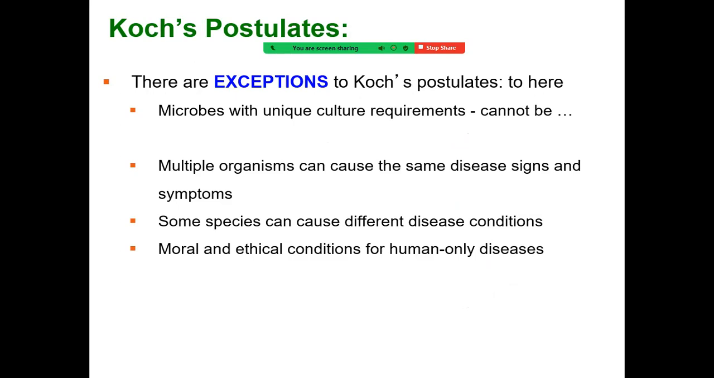Another case is, what do you do if it's morally and ethically wrong to give a human-only disease to a human? For example, no one has ever injected the HIV virus into people to see if those people would later on become AIDS patients. It's not been done for moral and ethical reasons. And yet we think HIV causes AIDS. And how do you think we know that? We can't show it by Koch's postulates. So how did we come about that?